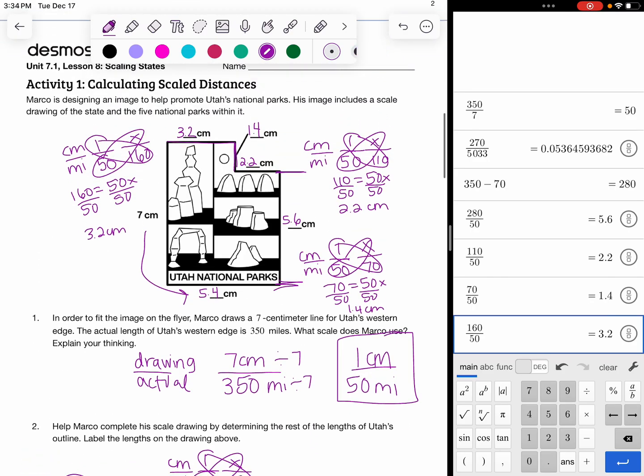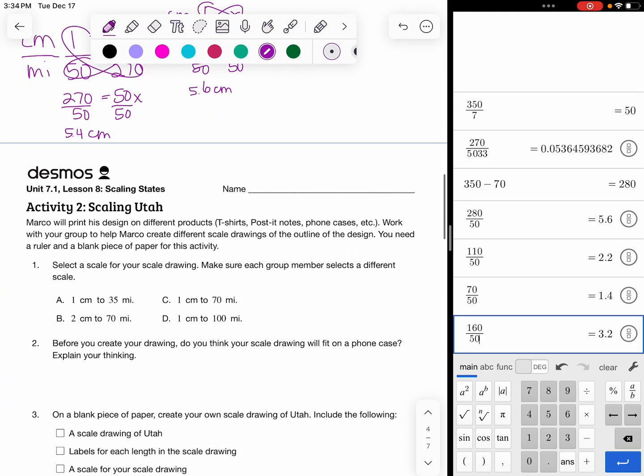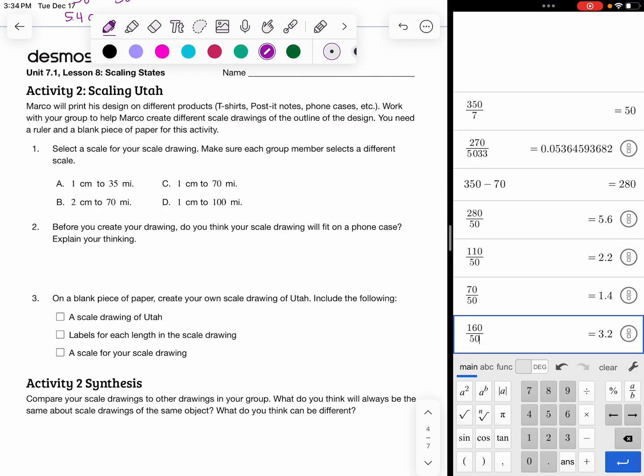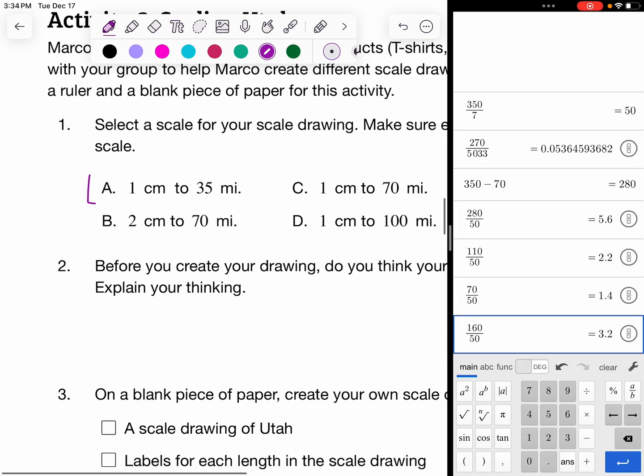Okay, so we are done with activity 1. Moving on to activity 2, this time it says Marco will print his design on different products, t-shirts, post-it notes, phone cases, etc. We're not going to work with the group, we're just going to do 1 scale drawing. So let's take a look, and let's do letter A, 1 centimeter to 35 miles.